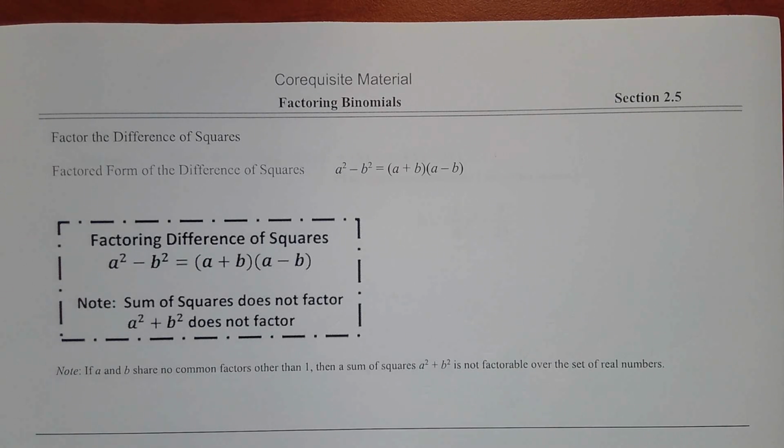So we now have talked about how to factor polynomials with four or more terms. We have talked about how to factor polynomials with three terms. Now we want to take a look at one that has two. And this is called a difference of squares.